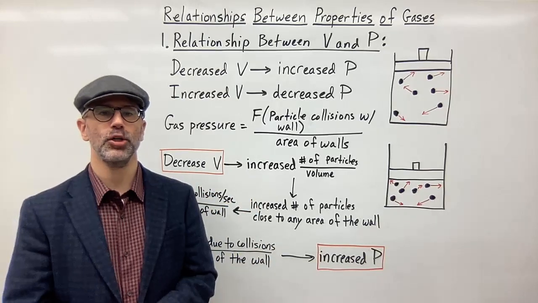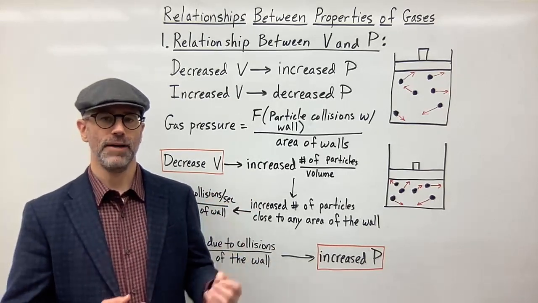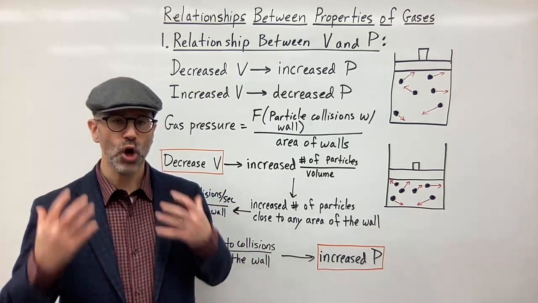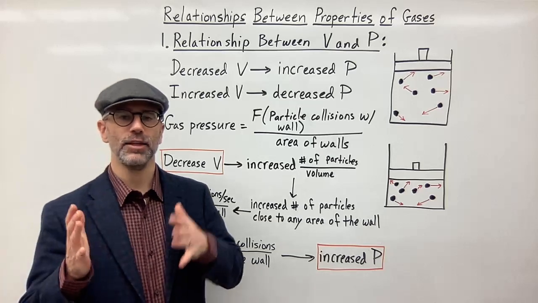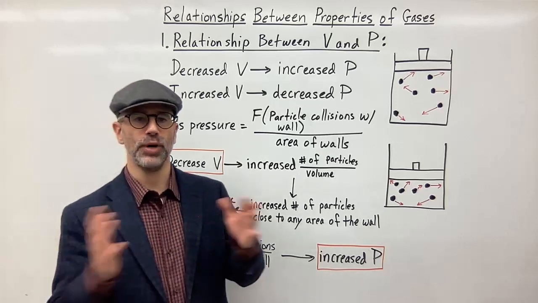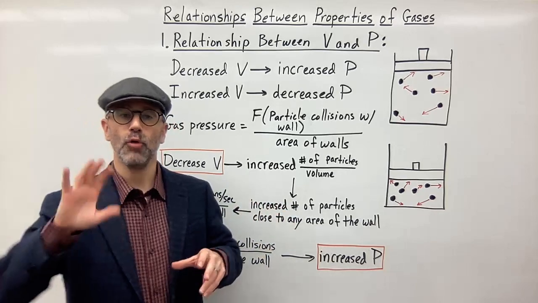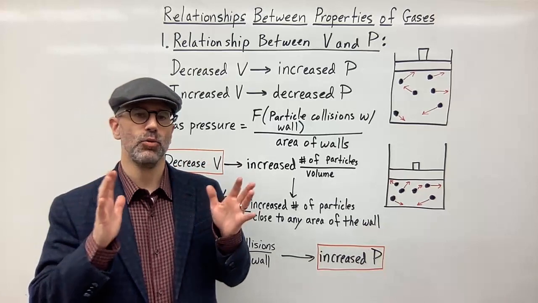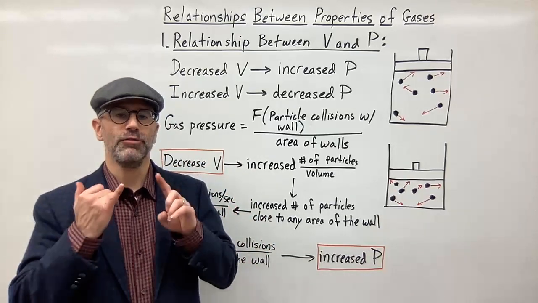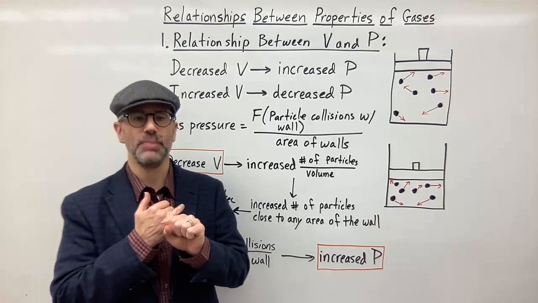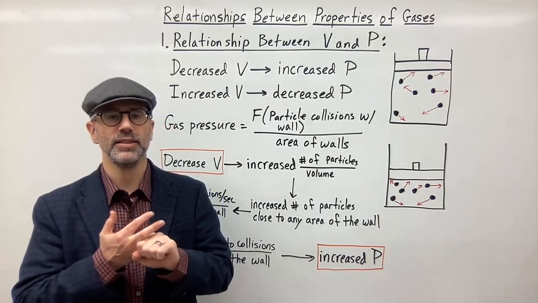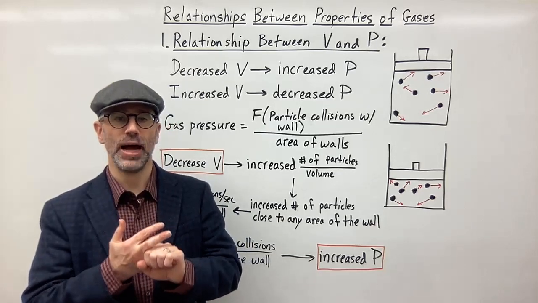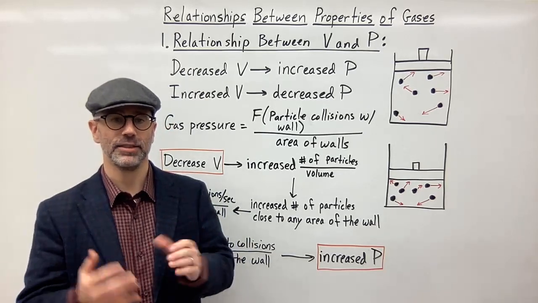So the first relationship I'm going to look at is the relationship between volume and pressure. When we look at how volume is related to the pressure of a gas, of course, we're going to keep temperature and the amount of gas constant. This relationship only holds if the amount of gas we're dealing with is kept constant and the temperature of the gas is kept constant. Those two have to be constant in order for this relationship to be in effect.